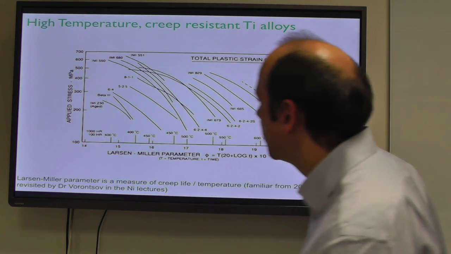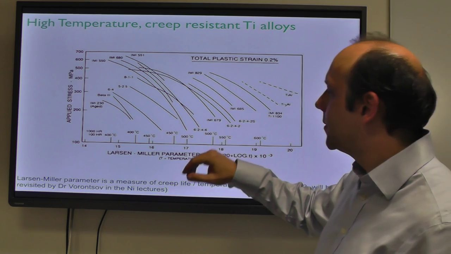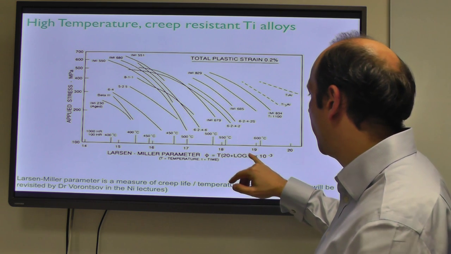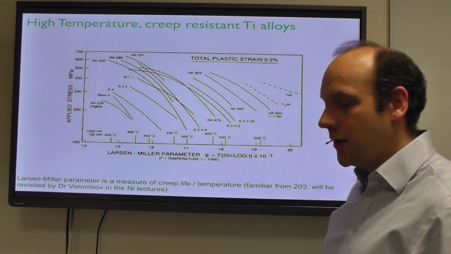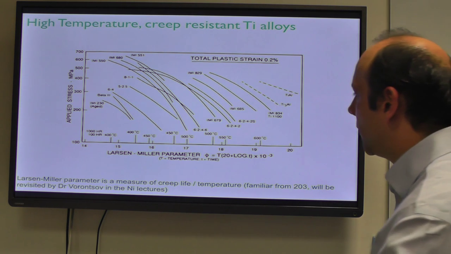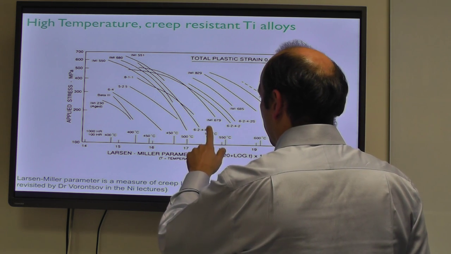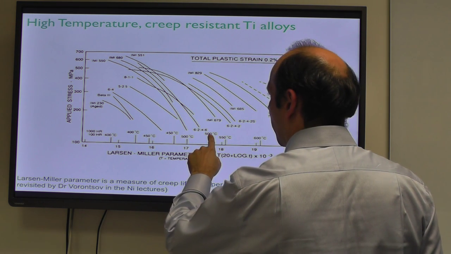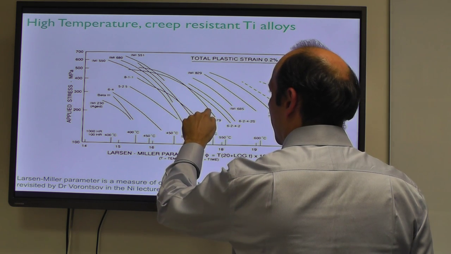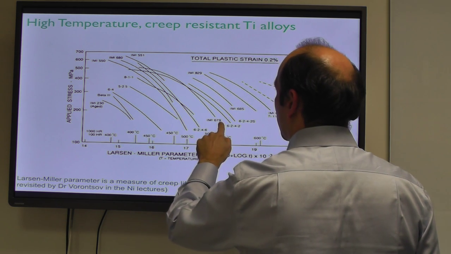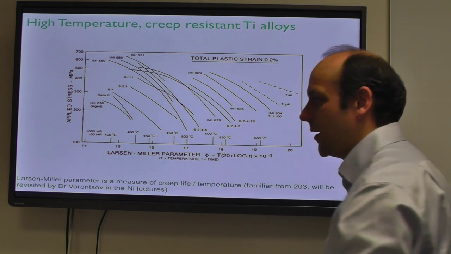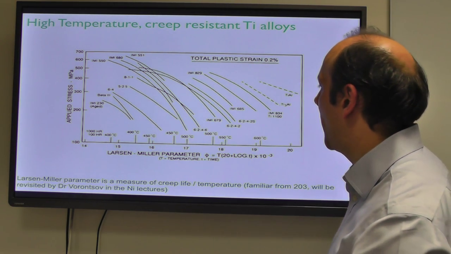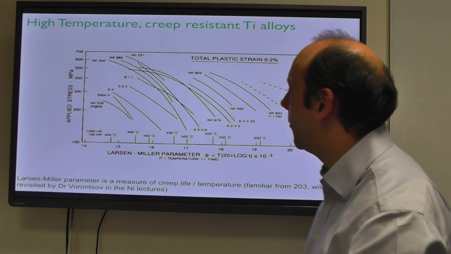If we look at the performance, you'll be familiar from nickel alloys, this is stress against the Larson-Miller parameter. The Larson-Miller parameter, remember, is a way of folding the temperature and the time together in creep performance. And this is, therefore, for a given temperature and a given time, so for 1,000 hours at 500 degrees C, at a stress of 200 MPa, IMI-679 would accumulate a strain of 0.2%. So alloys that are that way on the diagram are better. Alloys that are that way are worse.